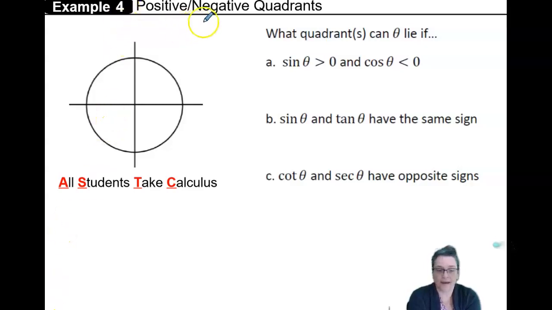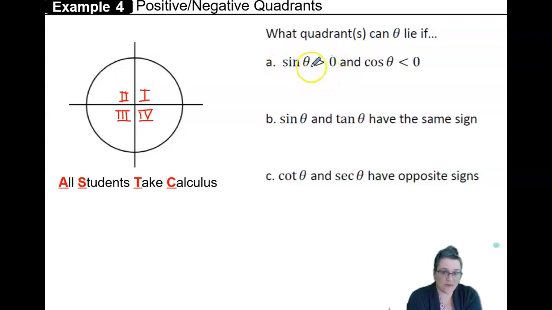Hey, welcome back. In example 4, we're asked what quadrants theta can lie in if the sine is positive and the cosine is negative. So recall the quadrants are numbered 1, 2, 3, and 4. And the sine is defined as the ratio of y over r. The radius is always positive.